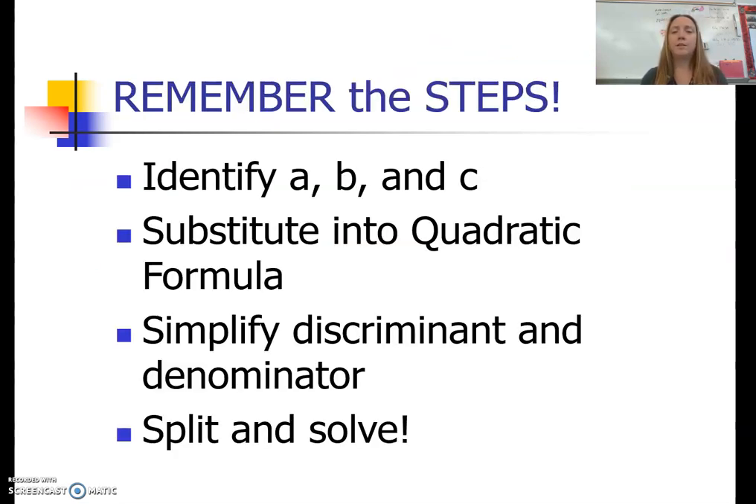You first identify a, b, c. Then we're going to just substitute in the quadratic formula, simplify the discriminant and the denominator, and then if we can, split and solve. And that's only really if we have a perfect square. Okay?